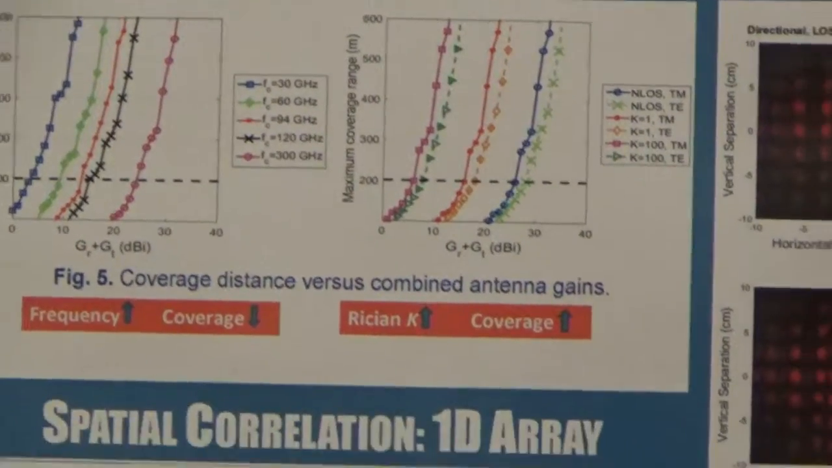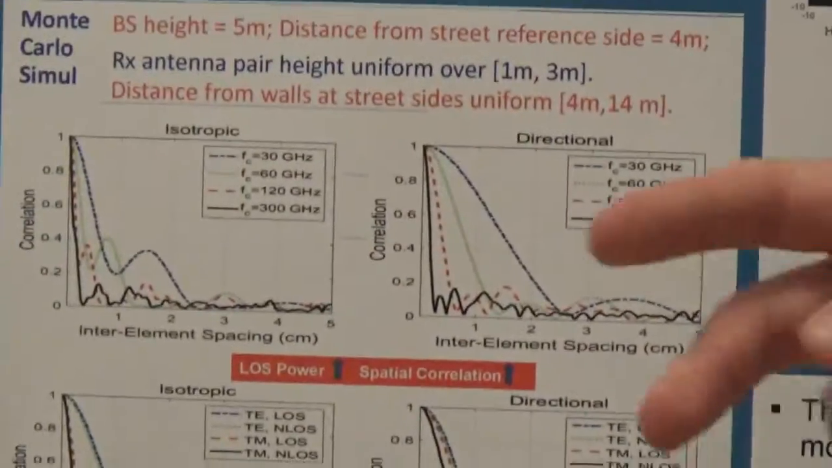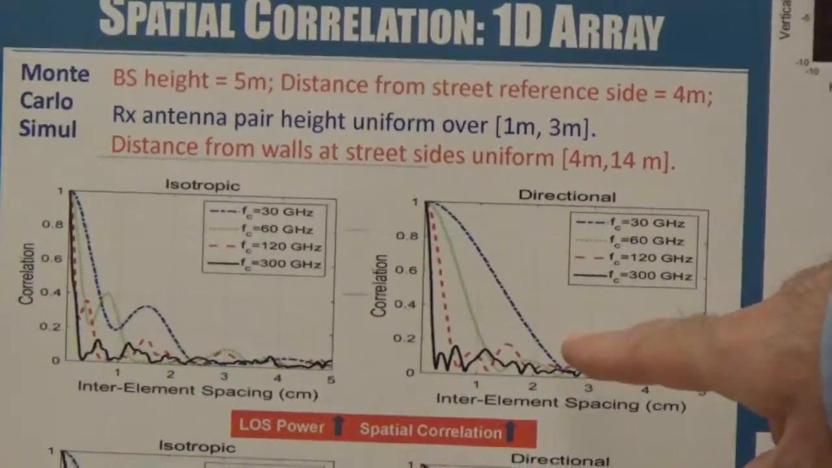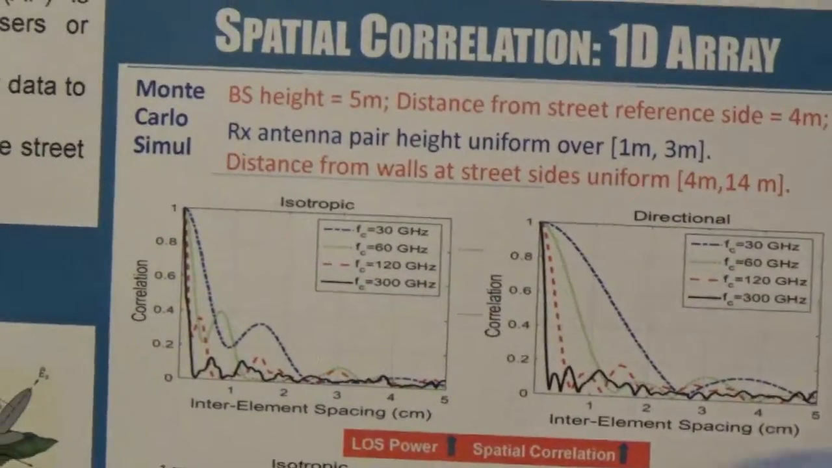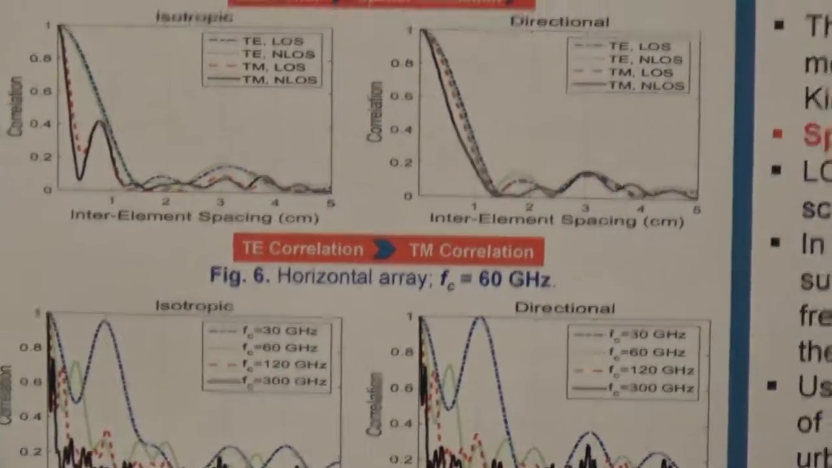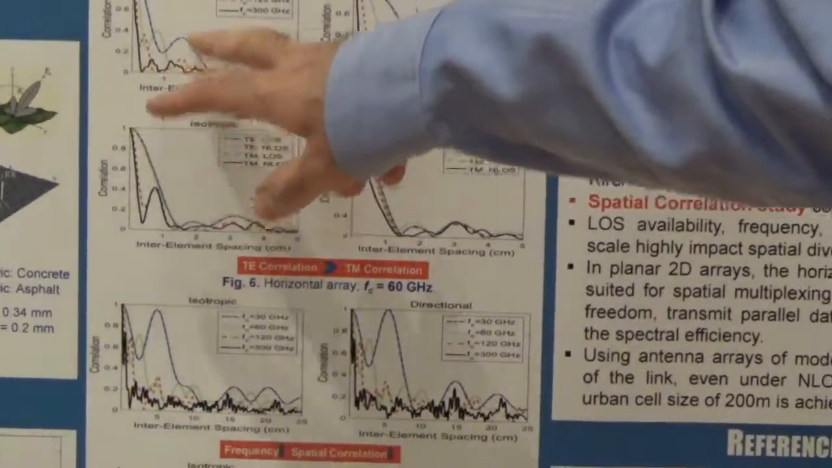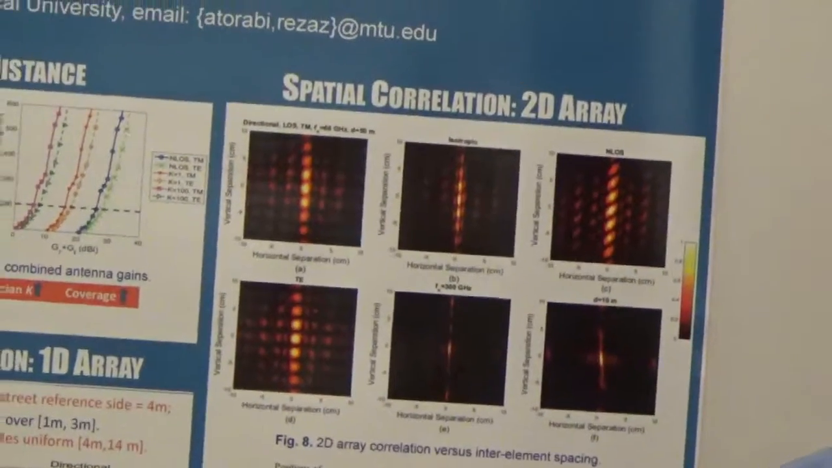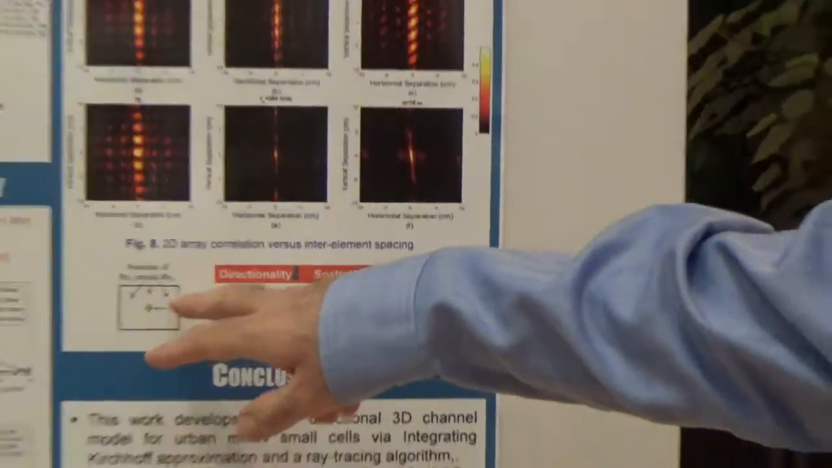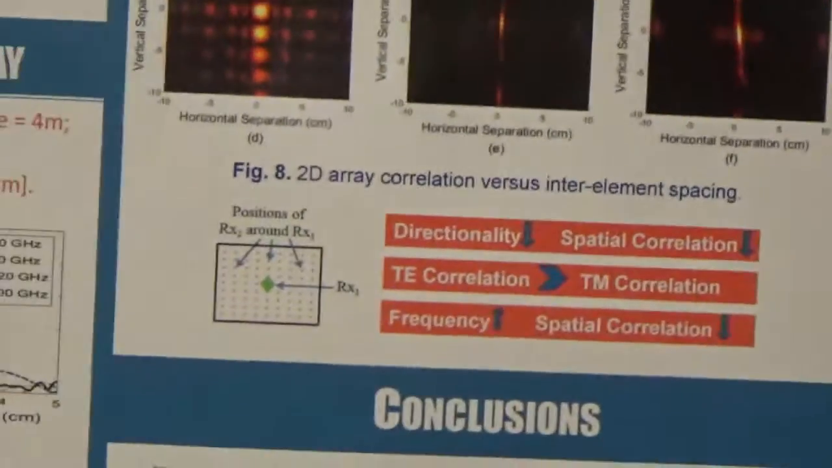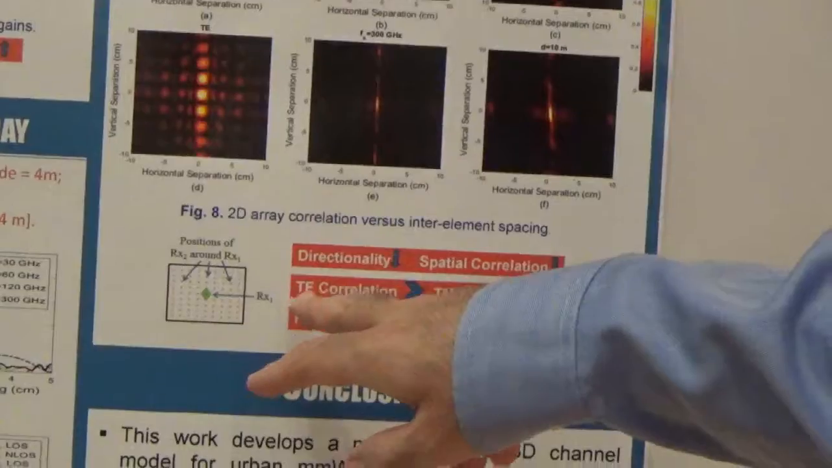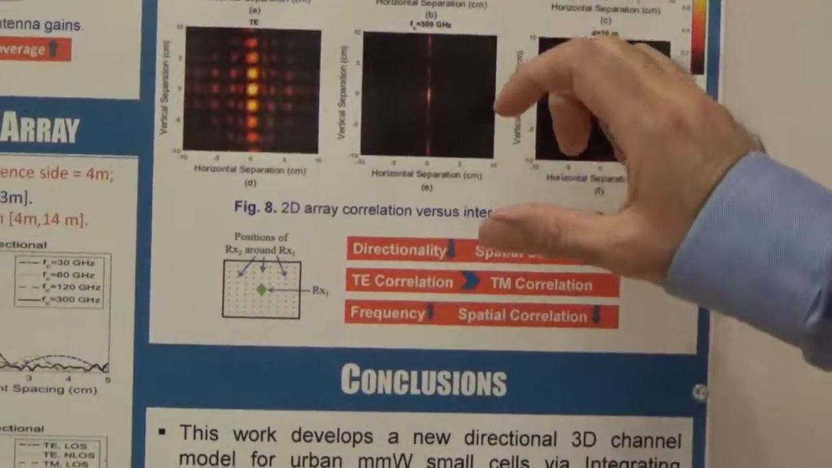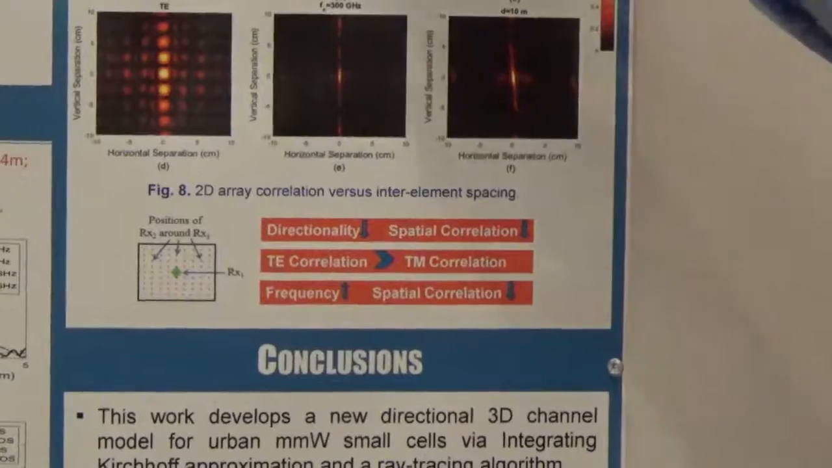And these are two antenna elements which are placed horizontally in these figures and vertically in these figures, and it shows that our azimuth spatial correlation drops much faster than our elevation spatial correlation. And this is for the 2D antenna array, in which one element is at the center of the square and the second element is placed at 1 millimeter increments from the first element in a 20 by 20 square. And this is the 2D spatial correlation.